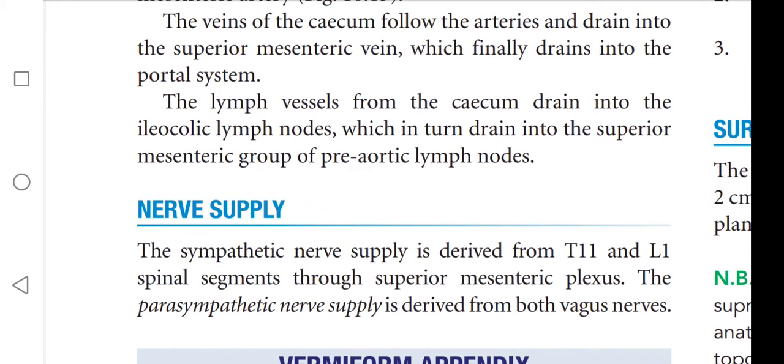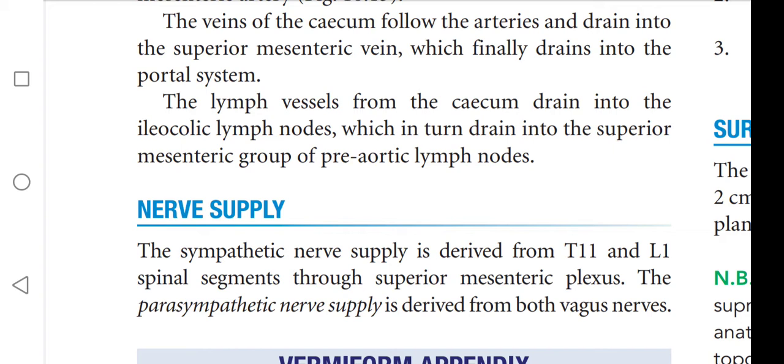Next, nerve supply. The sympathetic nerve supply is derived from the T11 and L1 spinal segments through the superior mesenteric plexus. The parasympathetic nerve supply is derived from both vagus nerves. Once again, the sympathetic nerve supply is derived from the T11 and L1 spinal segments through the superior mesenteric plexus.